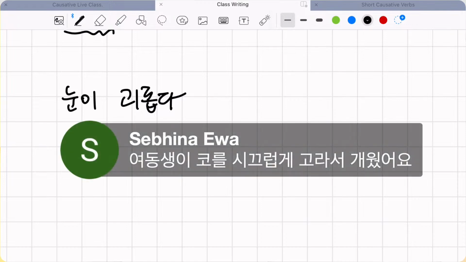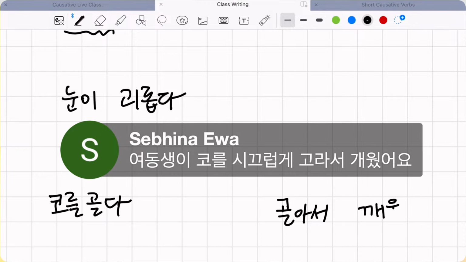그 다음에 여동생이 코를 시끄럽게 골아서 코를 골다 하면요. to snore예요. to snore. 그래서 여기 골아서가 맞아요. 시끄럽게 골아서. She was snoring loudly, right? Snoring loudly. So 깨웠어요, right? So I woke her up. 좋아요. 깨웠어요. I woke her up. 오케이, 좋아요. 그 다음에 사비나님 감사합니다.